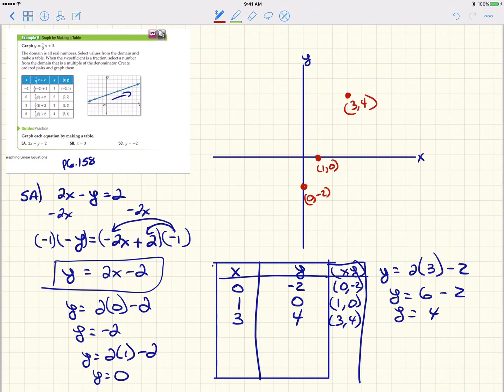Now I'm going to get my straight edge and see if we actually did create a linear graph. What we're going to do is just connect the three points here. And there we go. That is the graph of my equation 2x minus y equals negative 2, which we rewrote as y equals 2x minus 2, slope-intercept form there. Pretty straightforward.